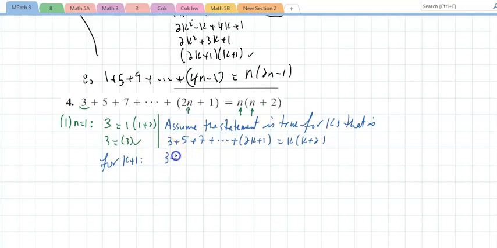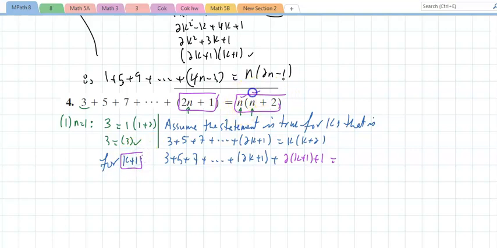We still have 3 plus 5. This first k terms plus one more. How do you find the next term? You replace k by k plus 1. And that's going to equal, replace k plus 1 in there. And that's what you have to show. And remember, you are only allowed one step for simplifying the right, nothing else.